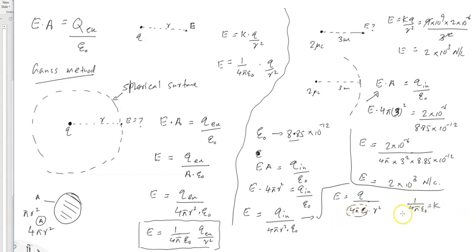So you can just put the value of K over here, which is 9 times 10 to the 9, and then you have 2 times 10 to the negative 6 divided by 3 squared. It comes back to the original equation. It reduces to that and you get the same answer. Or you can take this route over here and plug in all the numbers you want and find the same answer. Okay, so that is just a point charge.